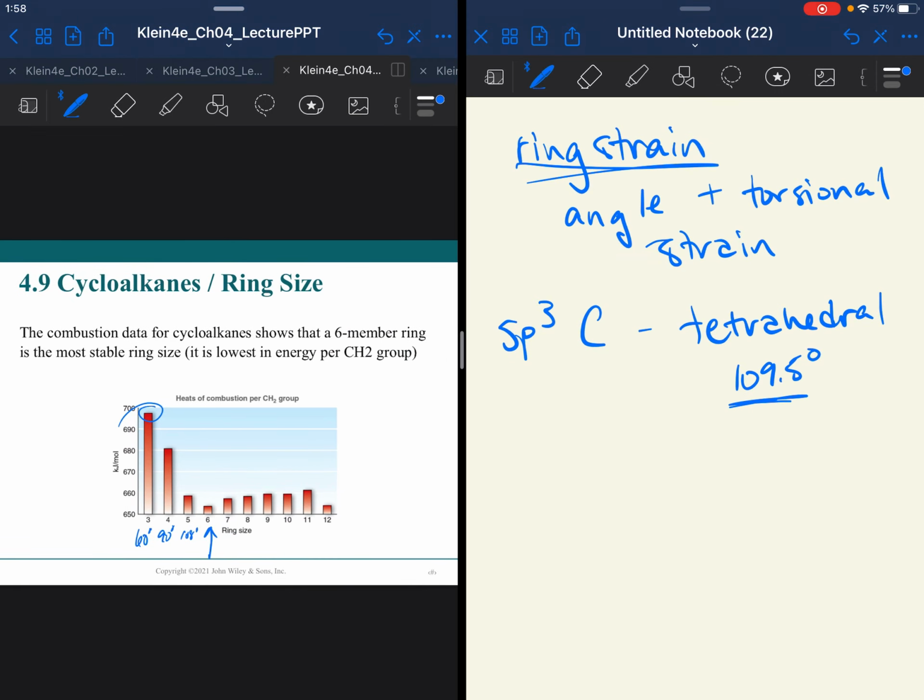My mother used to tell people I make hexagons for a living. My mom's not a chemist.